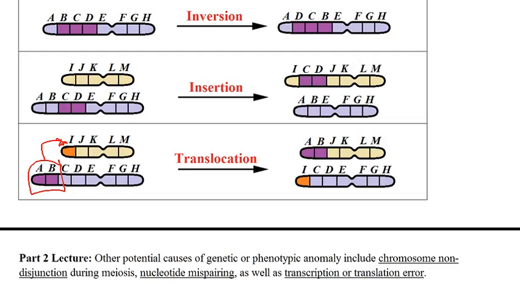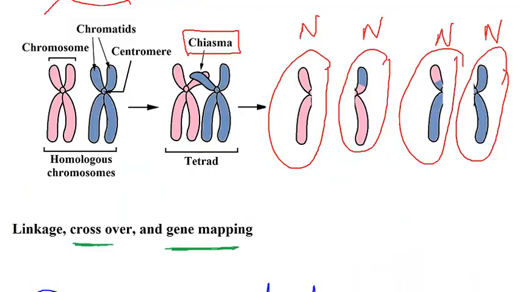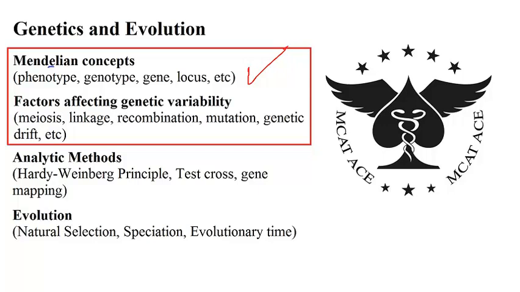Okay, so we are basically done with the first part of this lecture. In the next lecture, I would still like to continue on the rest of the topics we haven't covered here, which are the potential causes of genetic or phenotype anomaly, such as chromosome non-disjunction. We haven't discussed that yet. I would like to go over nucleotide mispairing, and then discuss how transcription and translation could also lead to mistakes in the formation of proteins. Okay, so we would continue our lecture on those topics. Once we cover those, then we will go over analytic methods, evolution, and then finally go over some practice questions.